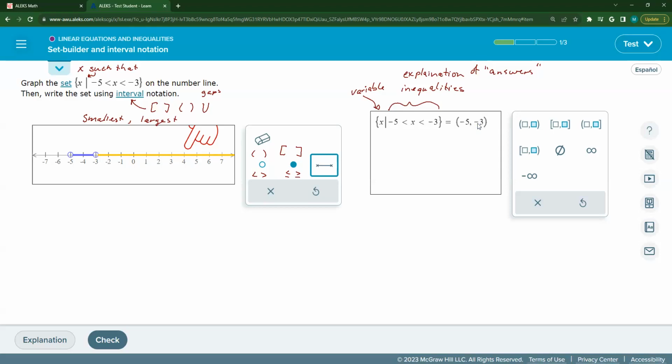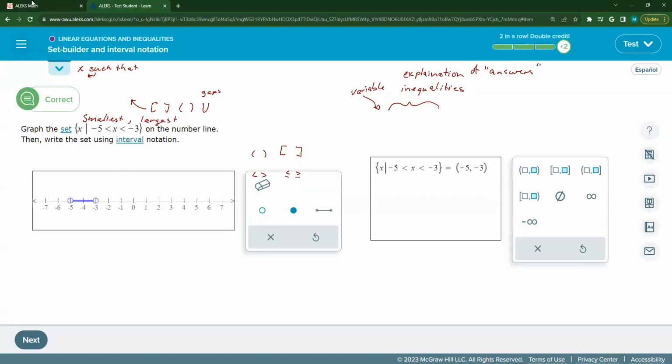And then I am going to do another one of these. We're going to check this one. It is correct. And then I want to get another example in there. So we are going to come up with another one in just a second.